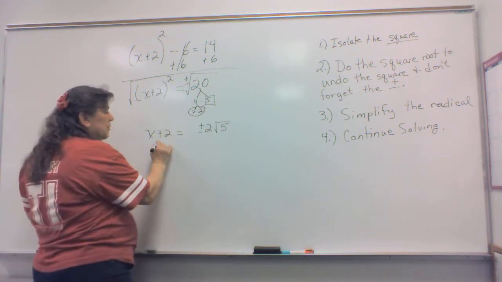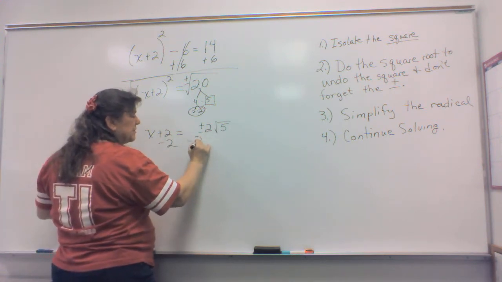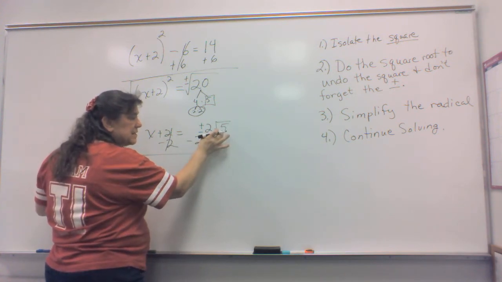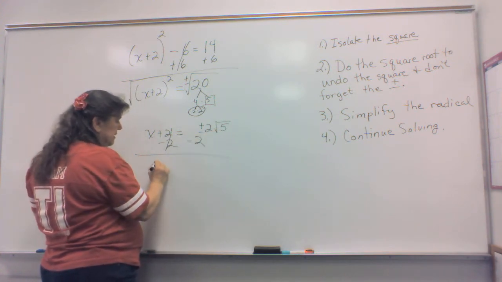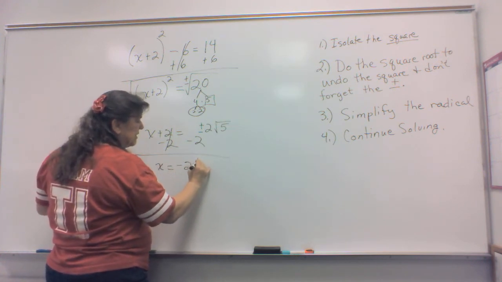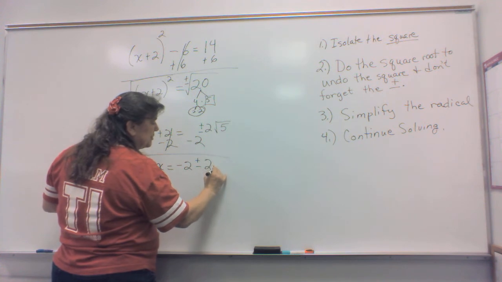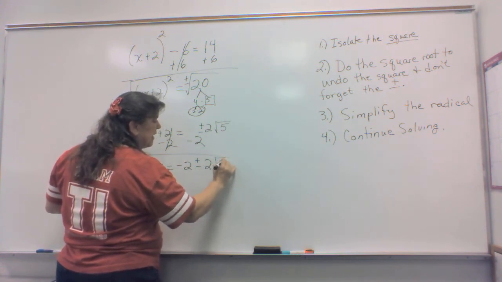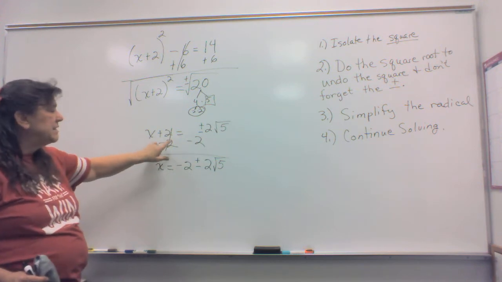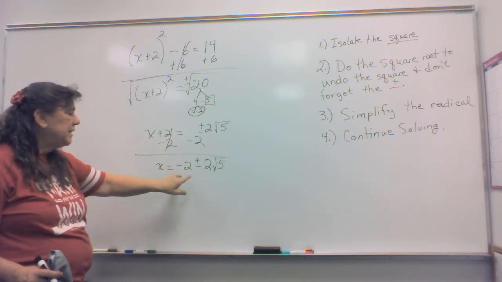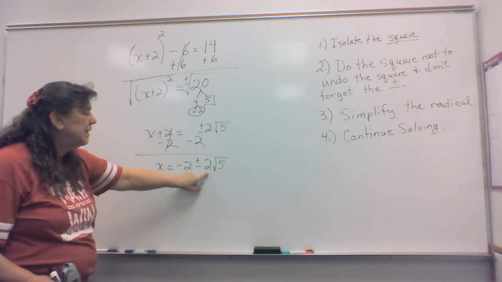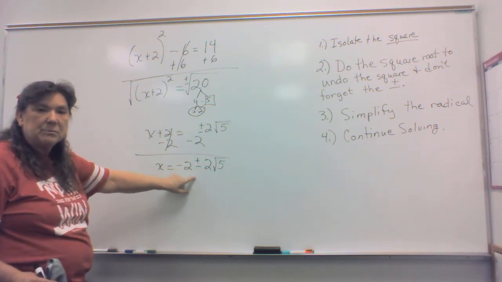Now I'm going to subtract my 2 from both sides, and notice again, these are not like terms because this has a square root of 5 with it. So x is equal to negative 2 plus or minus 2 square root of 5. And notice that when I add or subtract in my solving, I keep it in front of the square root term because it's the square root term here that is your plus or minus.